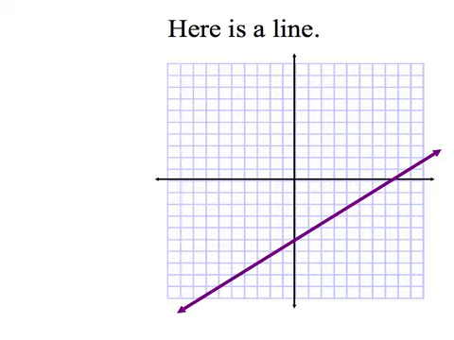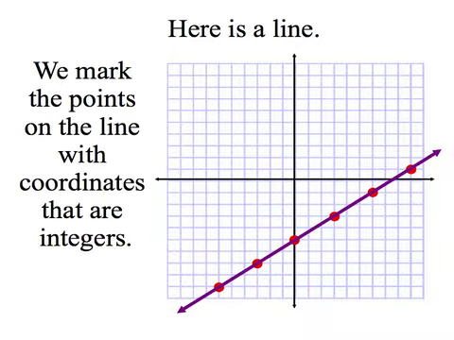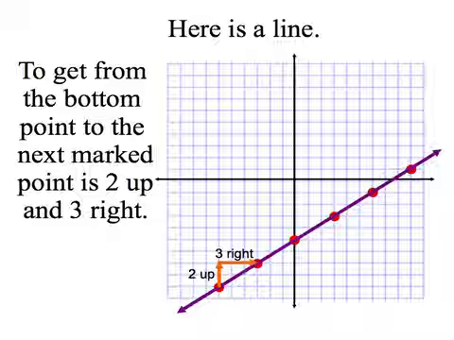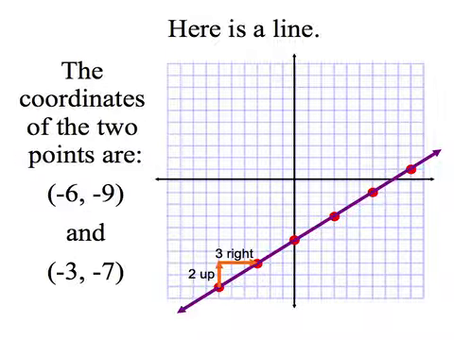Here is a line. In fact, it's the same line used at the beginning of the previous lesson. And just like the previous lesson, we're going to mark the points that have integer coordinates. The previous lesson was about slope, and we counted from consecutive marked points the vertical change and the horizontal change. And in this line, it was 2 up and 3 to the right for a slope of 2/3.